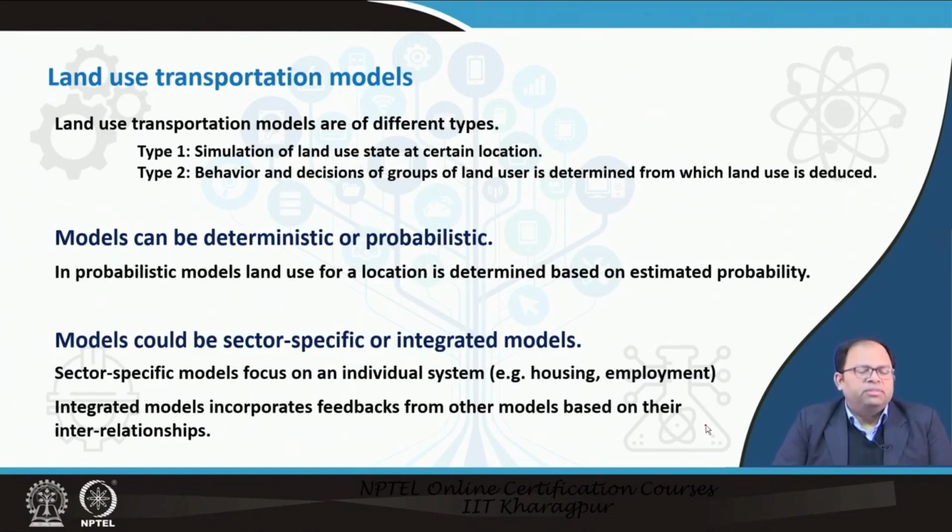So, these are the two different kinds of models, and models can be both deterministic or probabilistic. And in probabilistic models, land use for a location is determined based on its estimated probability. So, it is not a fixed type. We have to determine, based on probability, there is a chance of a person choosing another land use. So, there has to be some way to allocate a particular land use to a particular person. That will be covered in a different lecture, but a probability model is more robust.